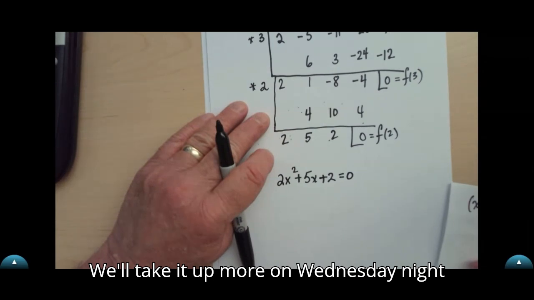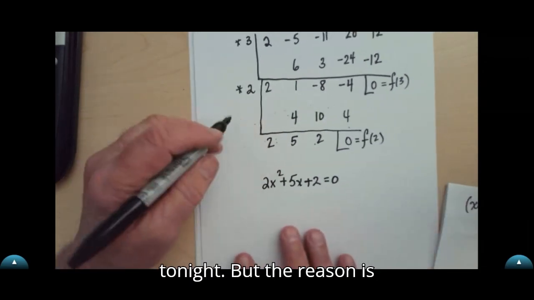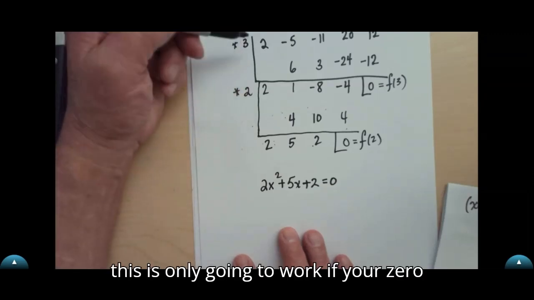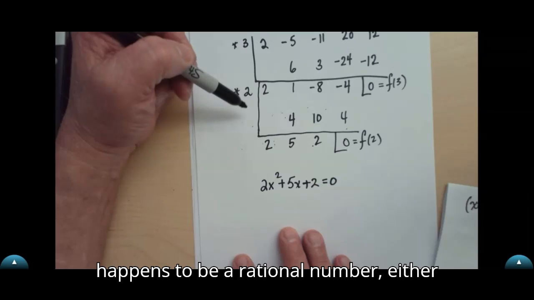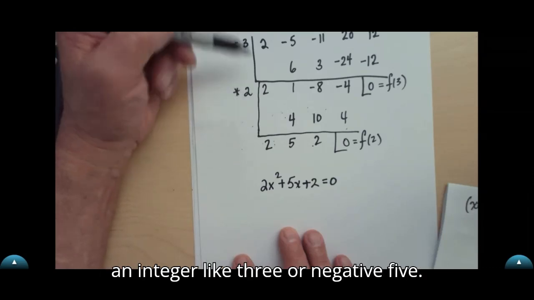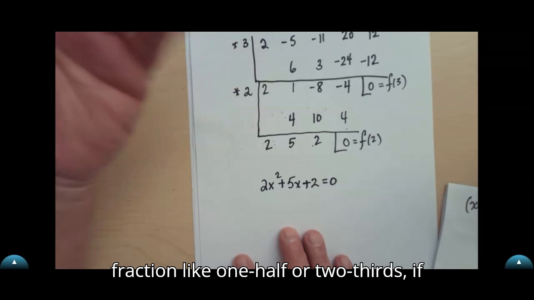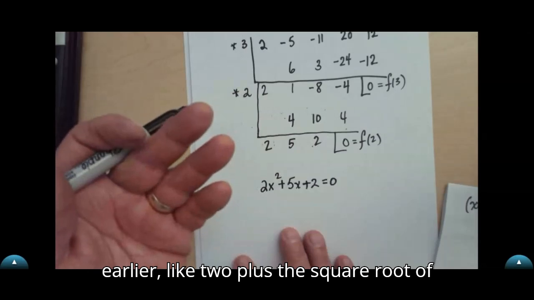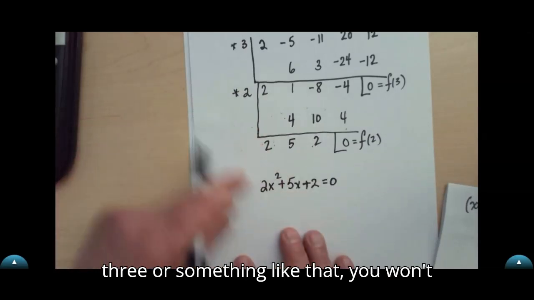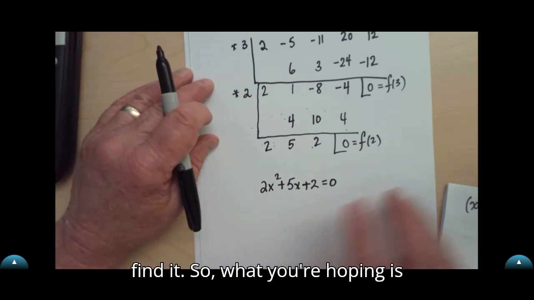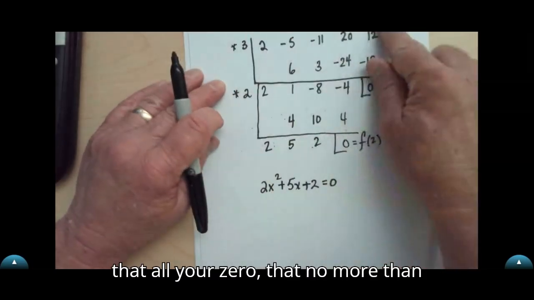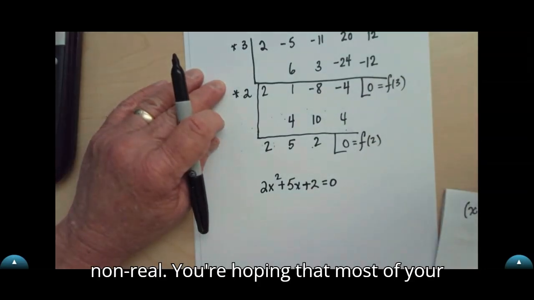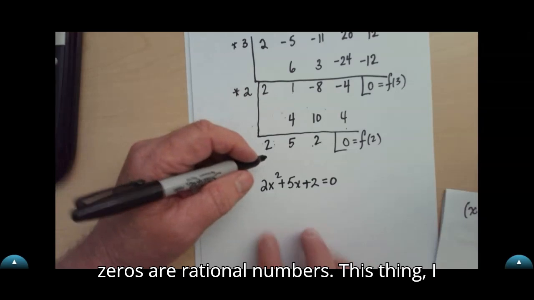We'll take it up more on Wednesday night because we're just about out of time tonight. But the reason is this is only going to work if your 0 happens to be a rational number, either an integer like 3 or -5, or a fraction like 1/2 or 2/3. If it's an irrational number like we saw earlier, like 2 plus the square root of 3 or something like that, you won't find it. So what you're hoping is that no more than 2 of your zeros are irrational or non-real. You're hoping that most of your zeros are rational numbers.